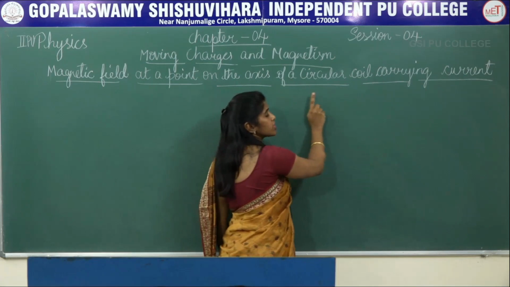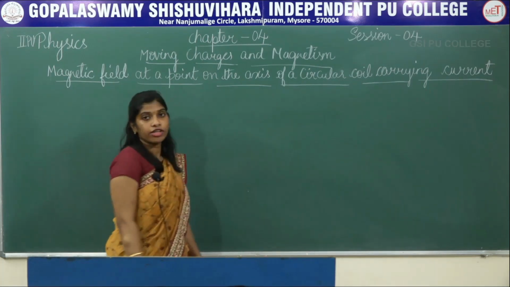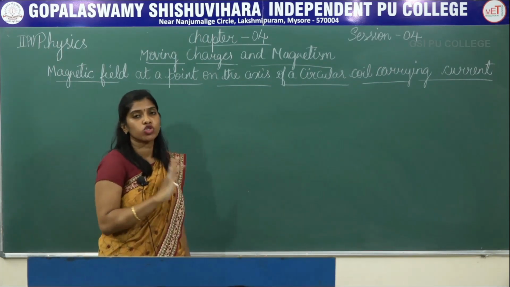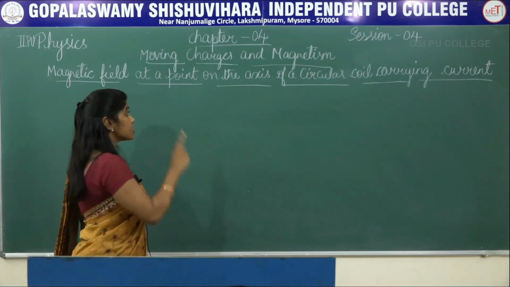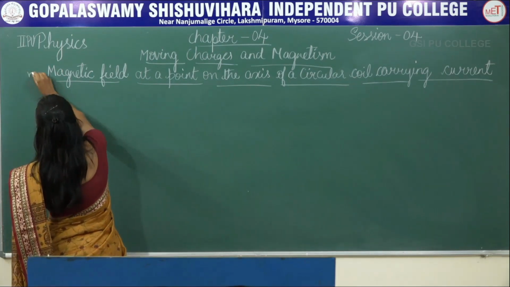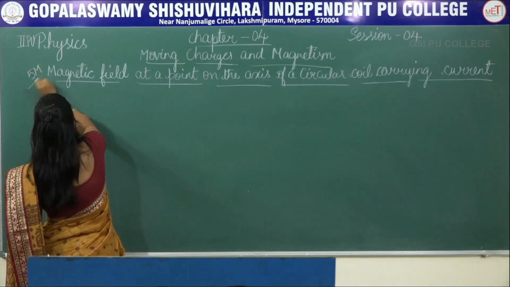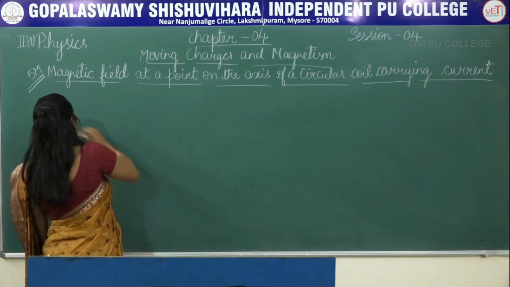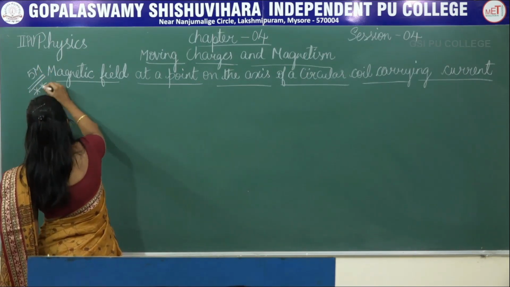Next we are going to derive a very important derivation, that is the magnetic field at a point on the axis of a circular coil carrying current. Here we are going to use Biot-Savart's law. This derivation will be asked for 5 marks in your board exam, and it is very important.